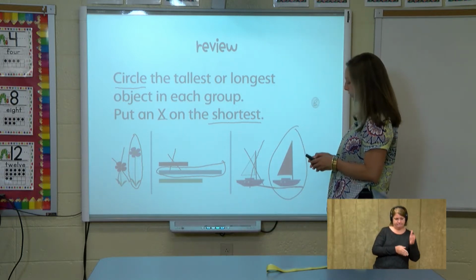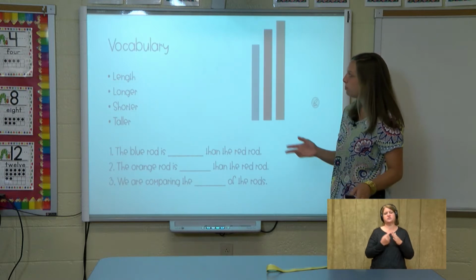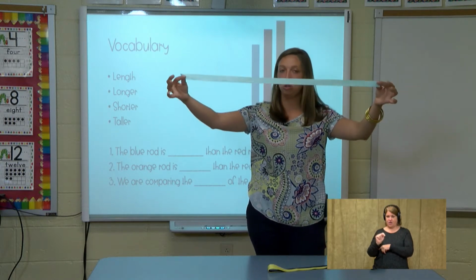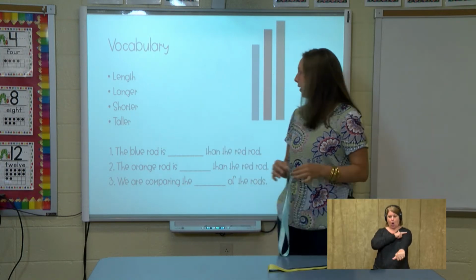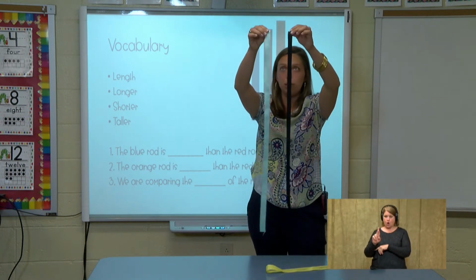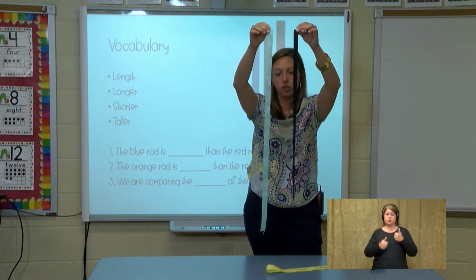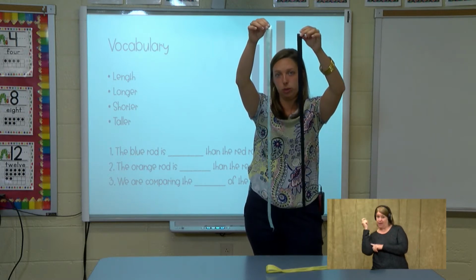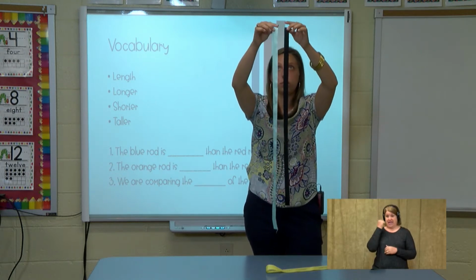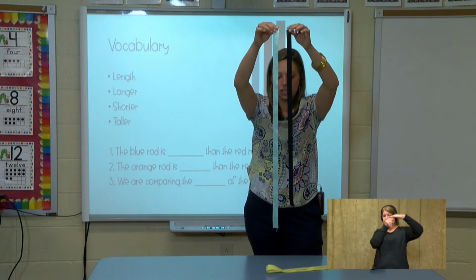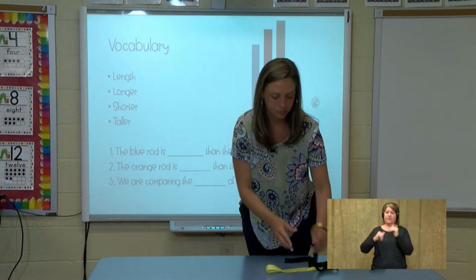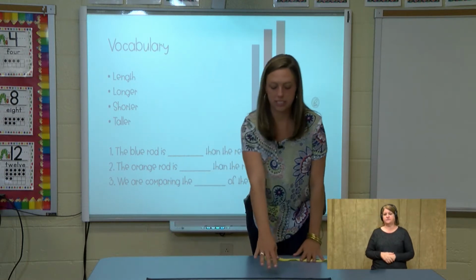Now that we've reviewed, let's start some new stuff. Building our vocabulary. Length. The length is when we're talking about how long something is, the length of it, okay? Longer, that's comparing. Of these two ribbons, which one is longer? Is the black ribbon longer than the blue, or is the blue ribbon longer than the black? If I'm starting at the same point, the blue ribbon is longer than the black. You can see it there.